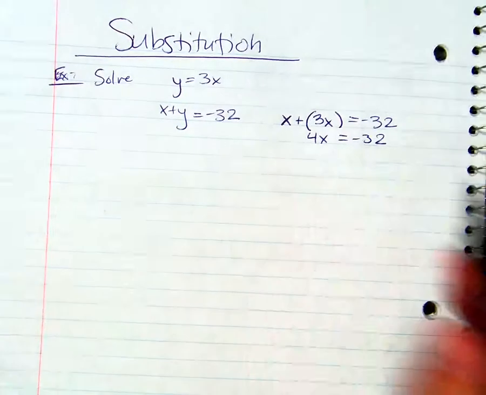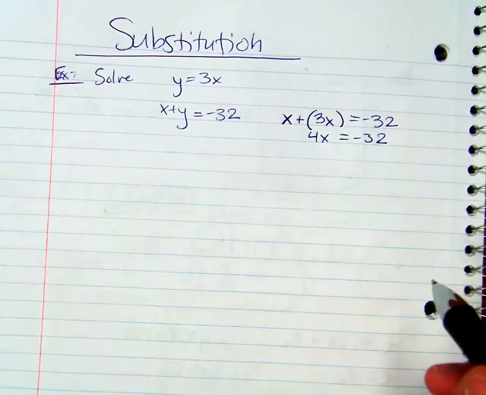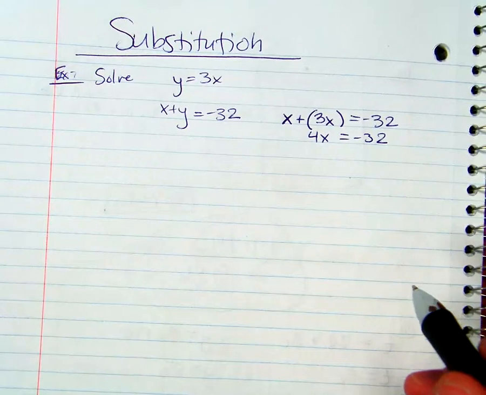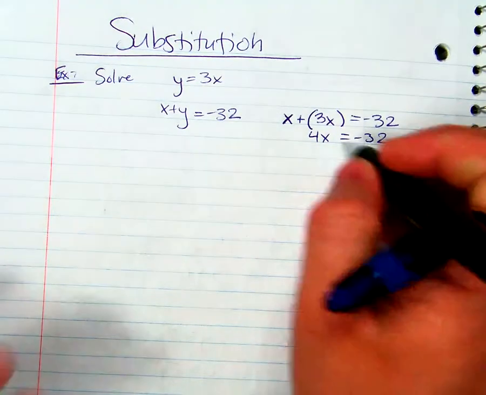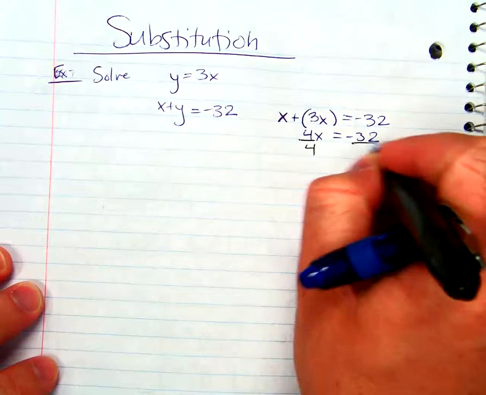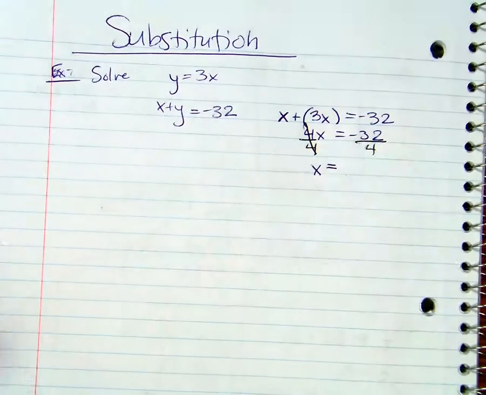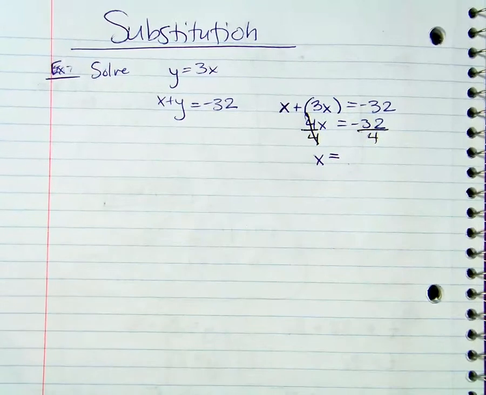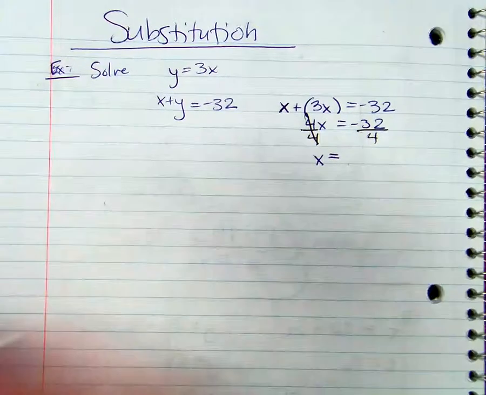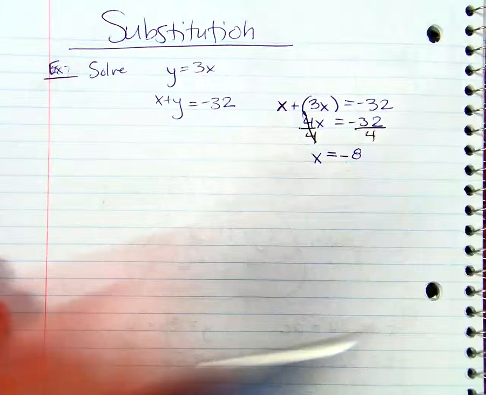I have a 4x. I want to get x by itself. What should I do with the 4? You say it out loud. We've done a lot of this. I'm going to divide. So I'm going to divide by 4 on both sides. And I'm going to find that x equals, well, what's negative 32 divided by 4? Negative 8. Negative 8. Okay.